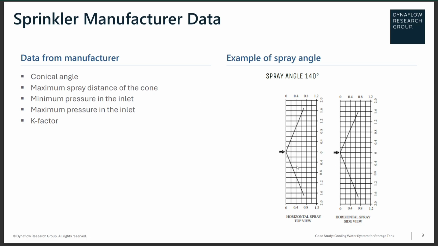What we see here is the conical top view of a horizontal sprinkler. And we can see that in this case, for a spray angle of 140 degrees, we reach around 0.7 meters. Obviously, if the sprinkler is placed vertically, the distance that it can reach is longer than 0.7 meters.